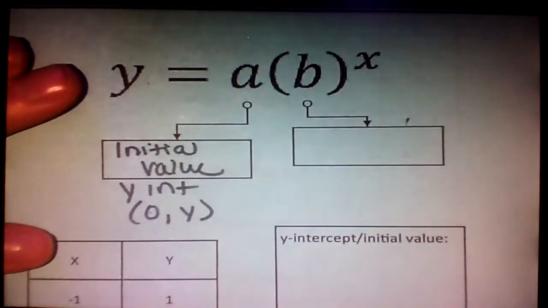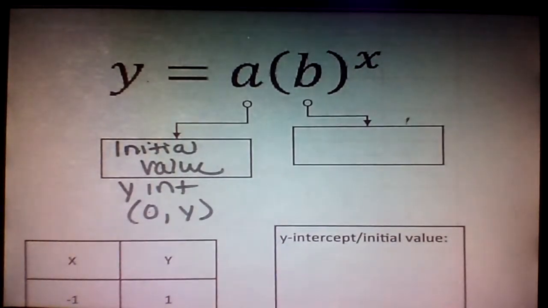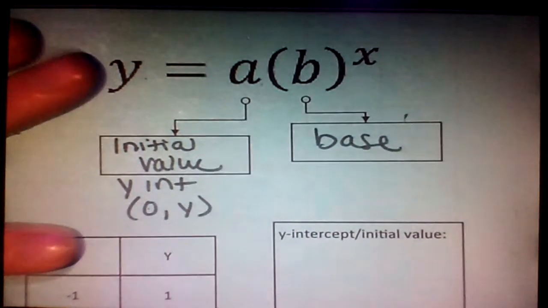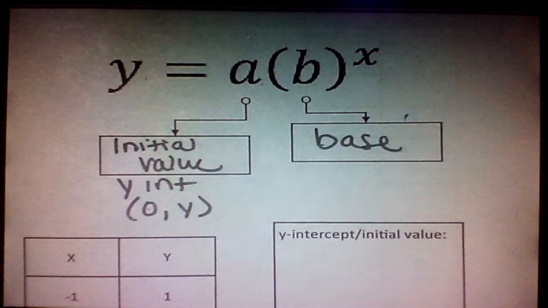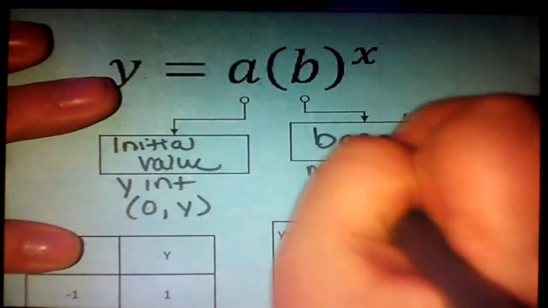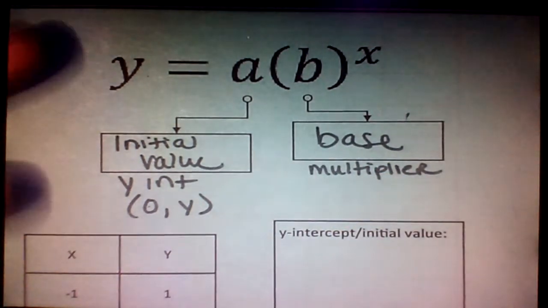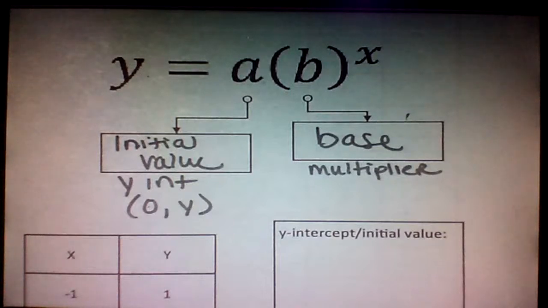So you're going to have to identify that initial value. You're also going to have to identify what we call a base. What is my base value? What's being multiplied? This is your multiplier. If we can identify those two, all we do is fill them into this form, and your equation is done.